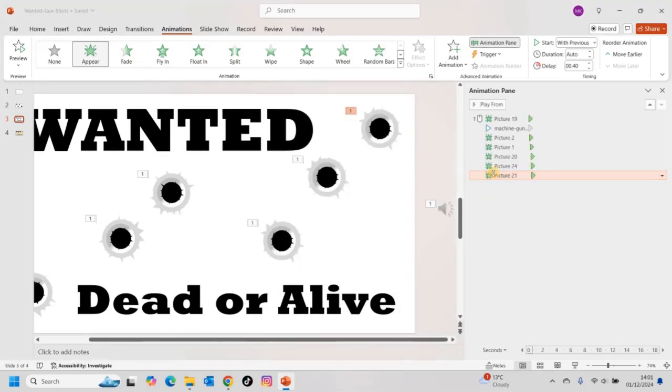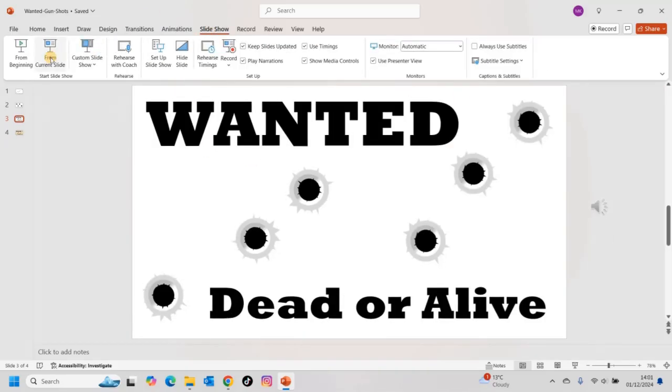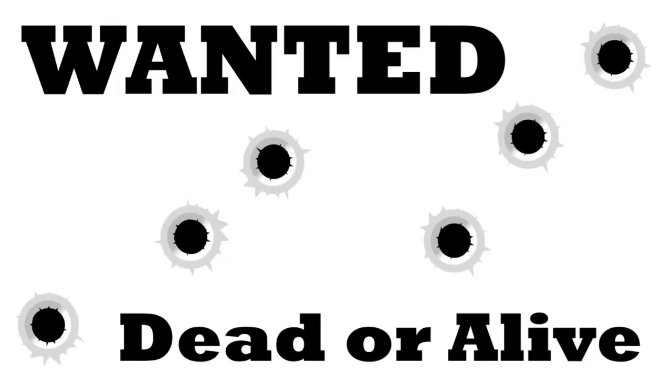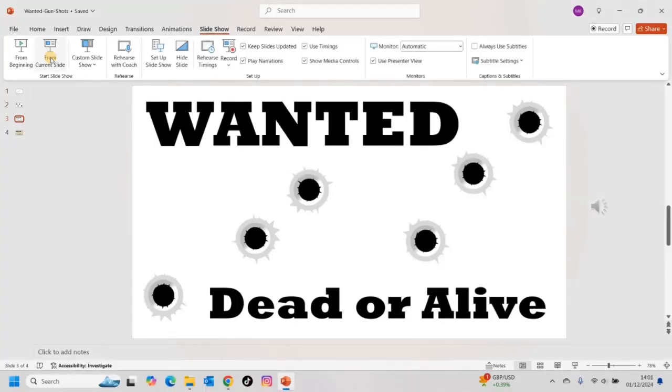Okay, so now what should happen when I play this? Hopefully you like this. I quite like it. If I go to the side, you've got wanted, dead, alive, and then I press enter, and you can see what happens there. I pressed the wrong button. I'll do it once again. And you can see your bullet holes going into your slide, which I think is really, really cool.